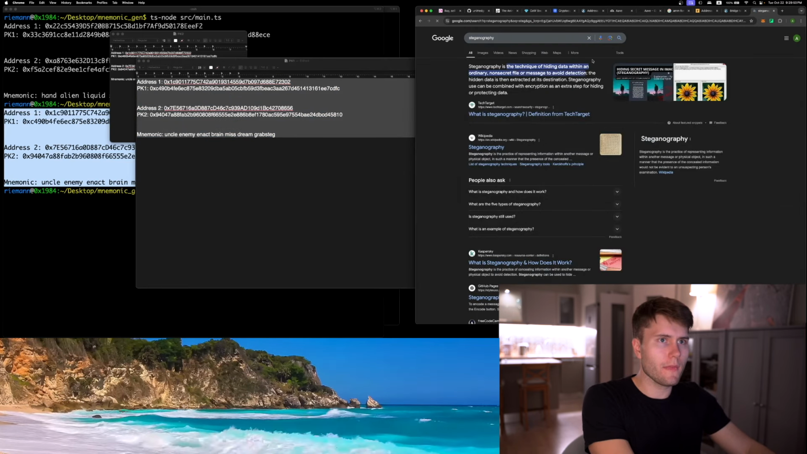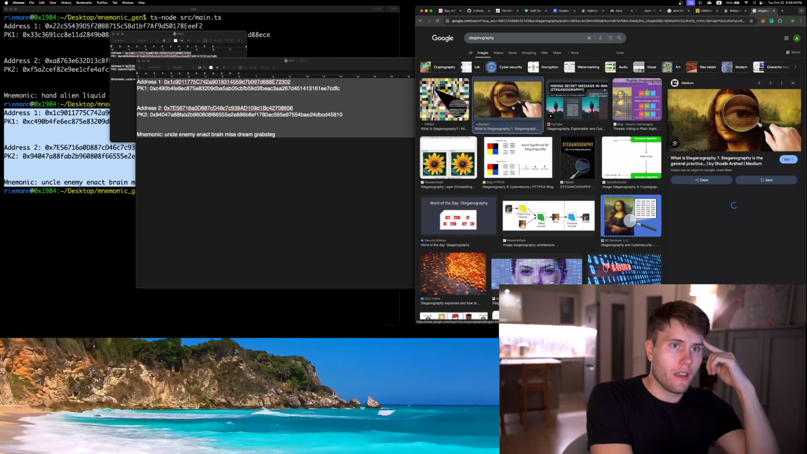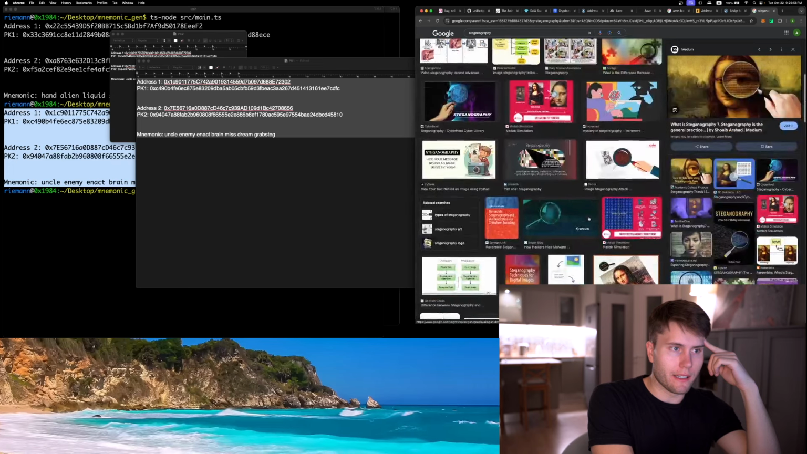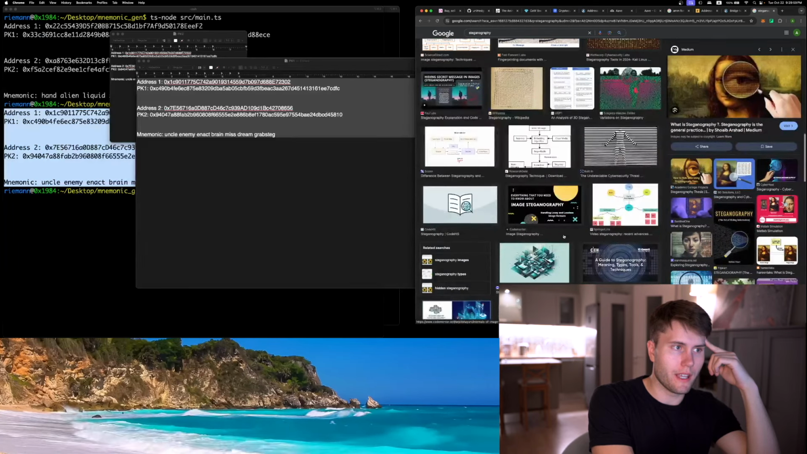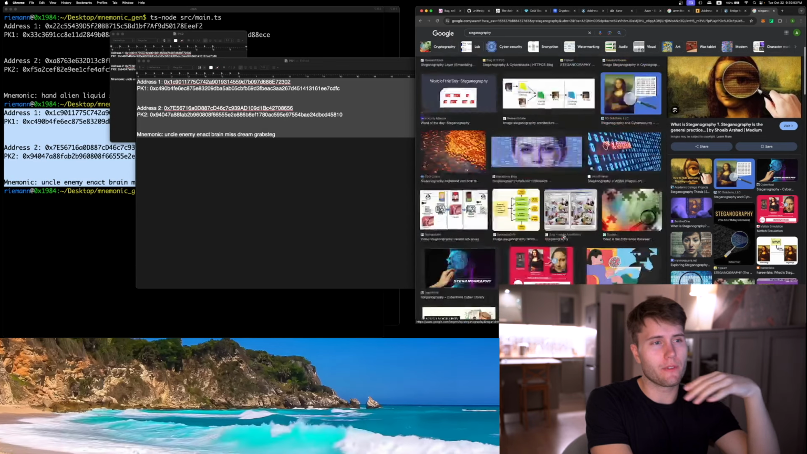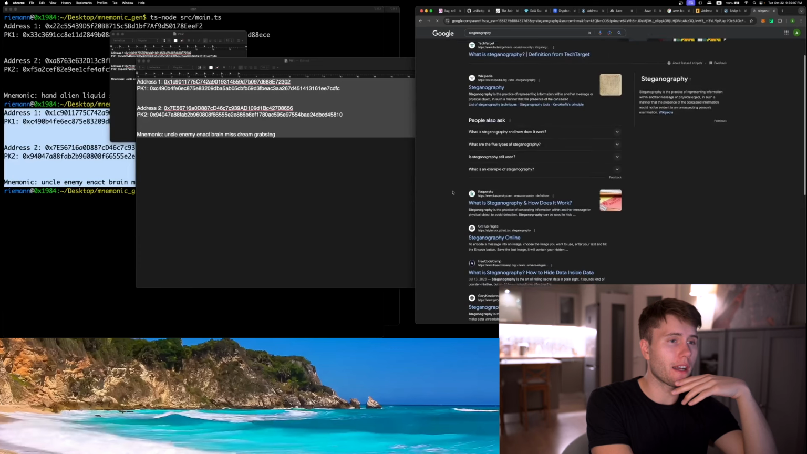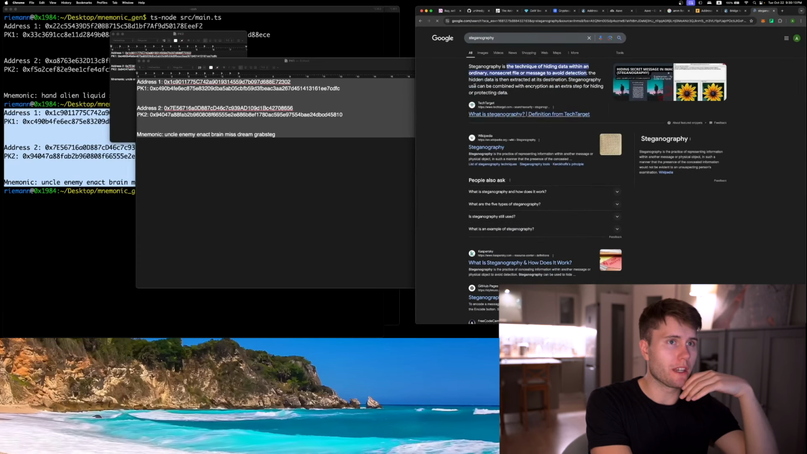Steganography, and you can actually save your mnemonic phrase in it. Even if you're using steganography to save your mnemonic phrase or your private keys in various files, you want to make sure it's encrypted.